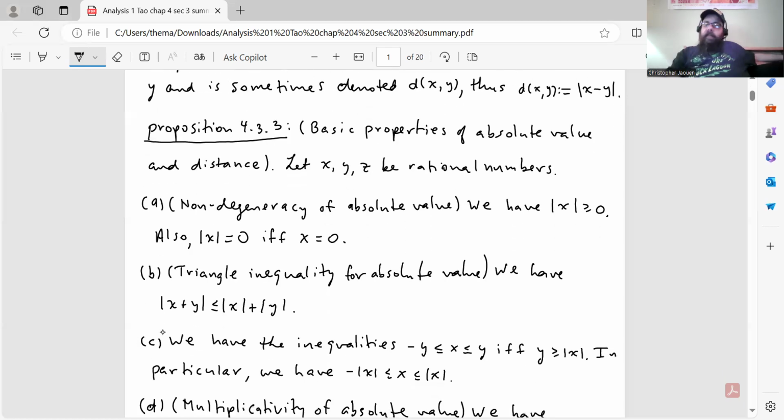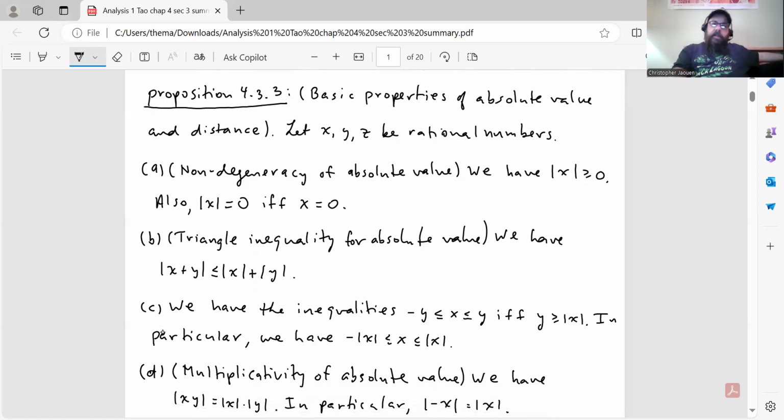Okay, then we have some propositions here. The first, Proposition 4.3.3, is on basic properties of absolute value and also the distance function defined on the rationals. So let x, y, and z be rational numbers. Then there's a bunch of properties here. I mentioned at the beginning that the exercise set for this section is kind of short, but a lot of the theorems he's going to ask us to prove have a lot of parts to them. So the problems might be deceptively short looking, but it's still not that many problems.